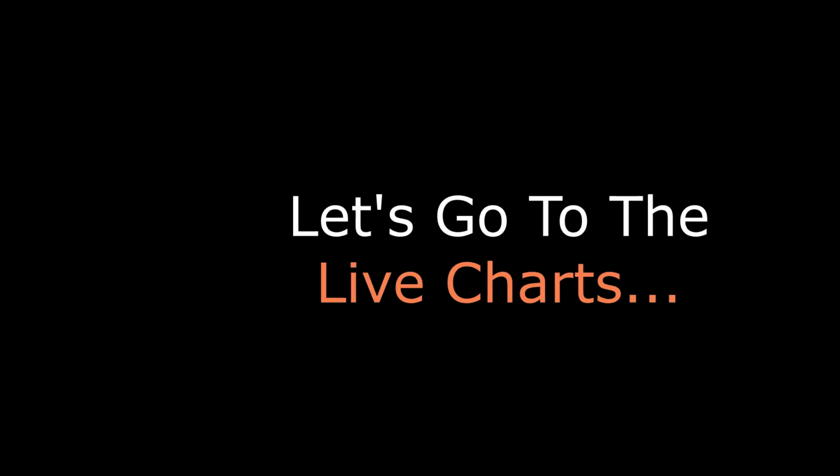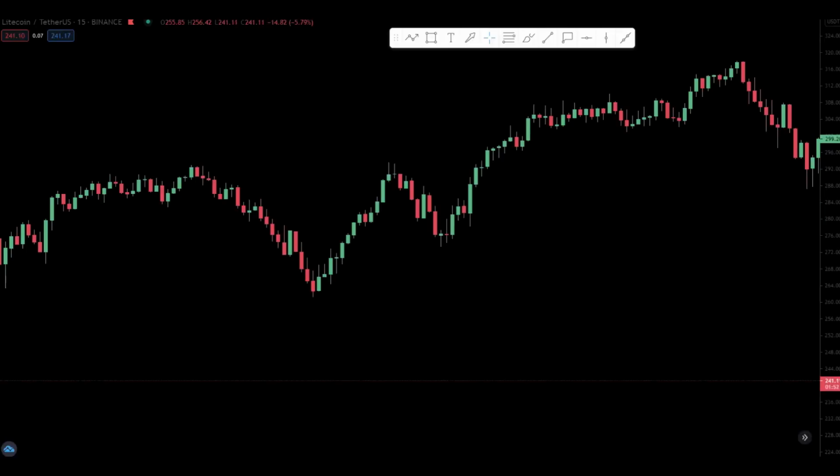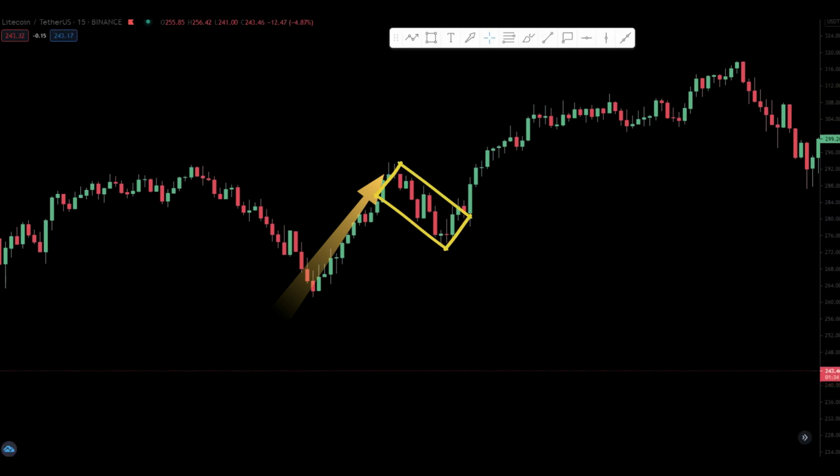Now let's move over to our live charts to see how to identify a bull flag pattern formation. In this Litecoin and Tether chart, we can easily identify a bull flag in this upward trend by a steep upward price action, the pole, followed by a slight retracement, the flag. The point of continuation or point of entry occurs when price action first breaks out of the upper edge of the flag.